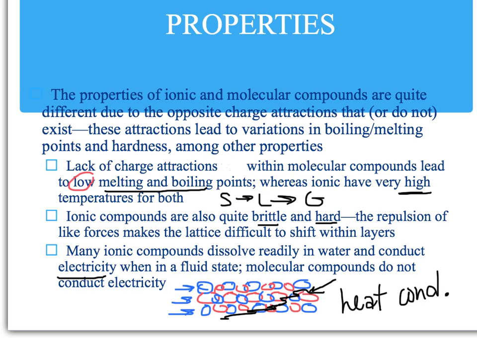So molecular compounds are just the opposite. They have low melting and boiling points. They tend to be fairly easy to break apart, so they tend to be softer or more pliable, and they do not conduct electricity well at all because their bonds are relatively easier to break up.